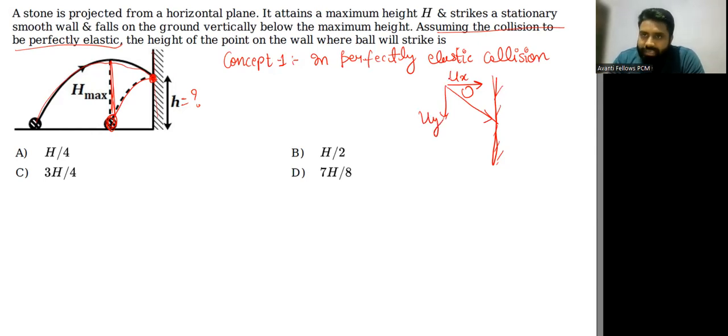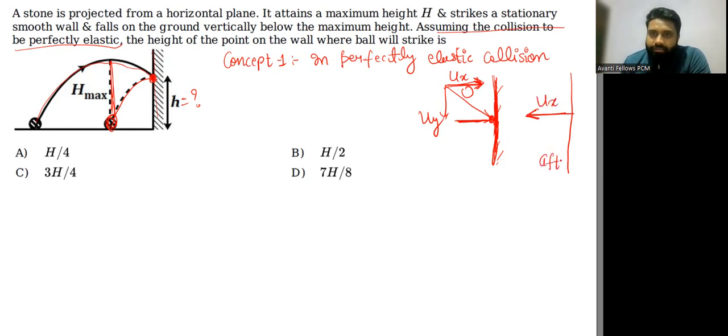So if this is an elastic collision, what will happen after the collision? The horizontal component, which is perpendicular to the plane of contact. This is the plane of contact where the ball makes contact for collision. The component perpendicular to the plane of collision will reverse its direction without change in magnitude, because in elastic collision momentum is conserved and kinetic energy is also conserved. So there will be no loss of kinetic energy. That is why the direction of the velocity will change for ux. This is for after collision. But the velocity parallel to the plane of contact will remain the same.